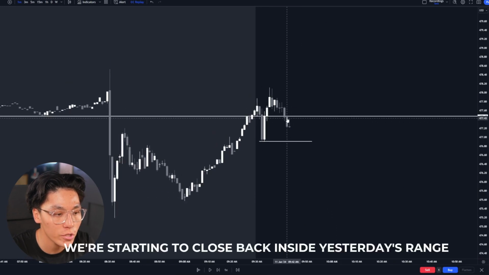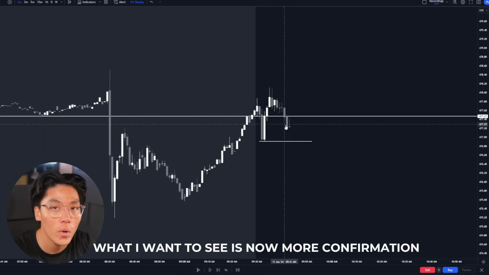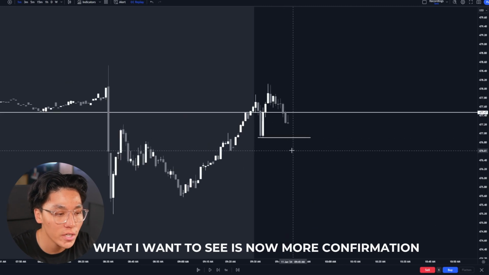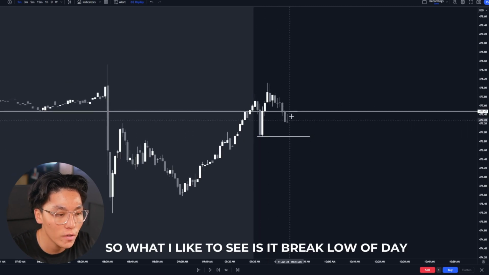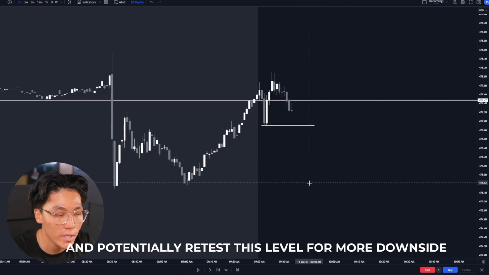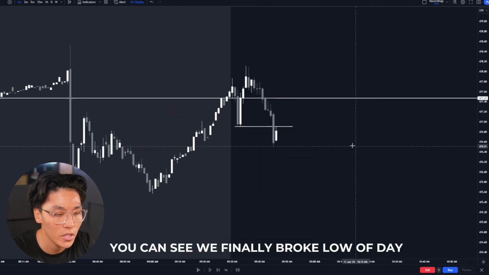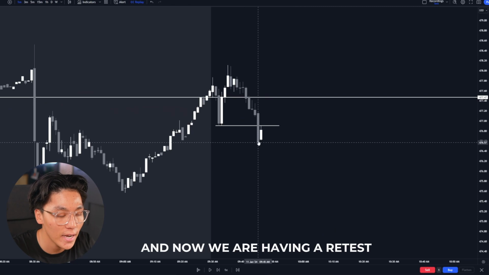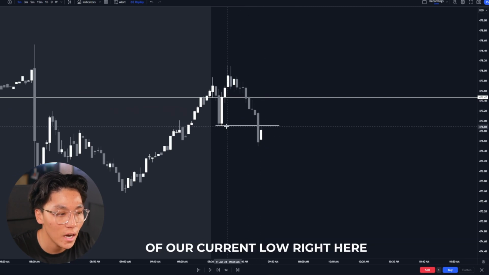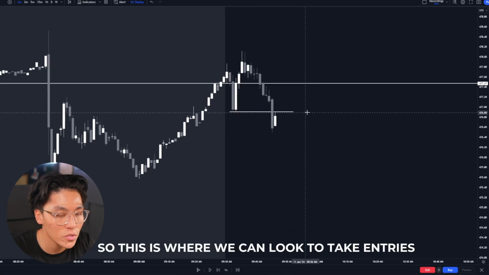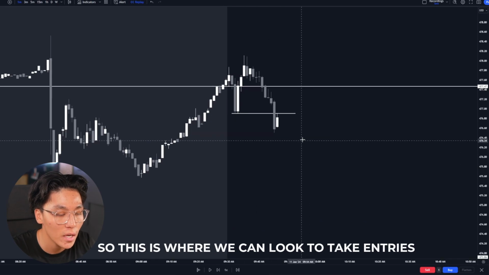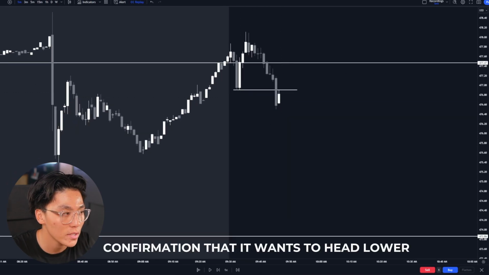As we play the tape here, you can see now we're starting to close back inside yesterday's range. What I want to see is now more confirmation. What I like to see is a break of low of day and potentially a retest of this level for more downside. And you can see we finally broke low of day and now we are having a retest of our current low right here. So this is where we can look to take entries because it's giving us the confirmation that it wants to head lower.